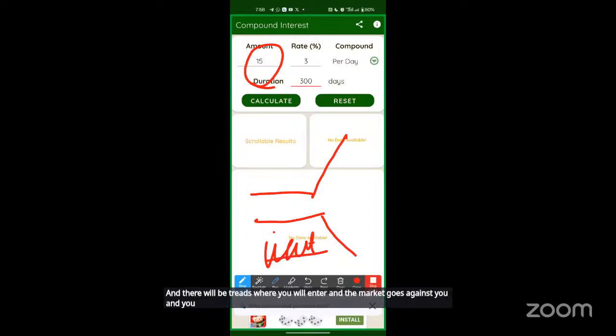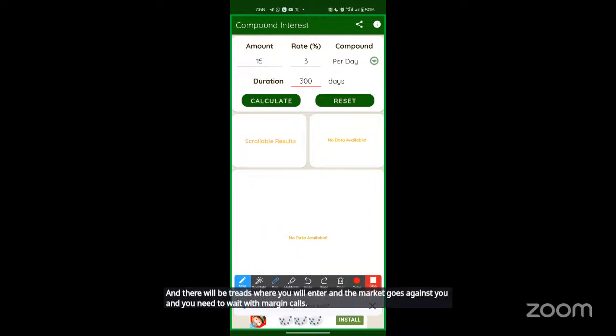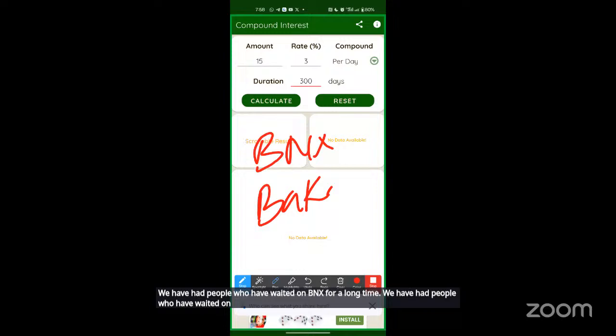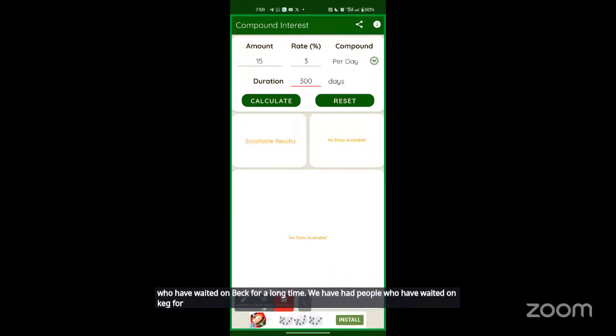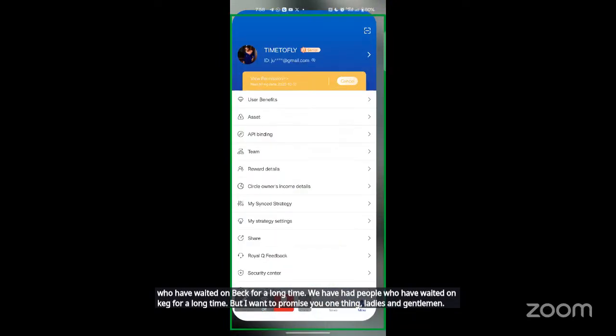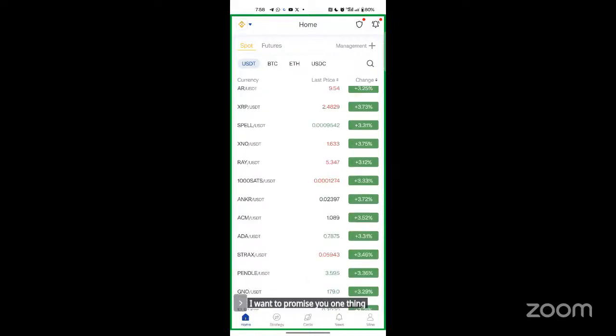with margin calls. We have had people who have waited on BNX for a long time. We have had people who have waited on BEC for a long time. We have had people who have waited on cake for a long time. But I want to promise you one thing, ladies and gentlemen. I've said it several times.